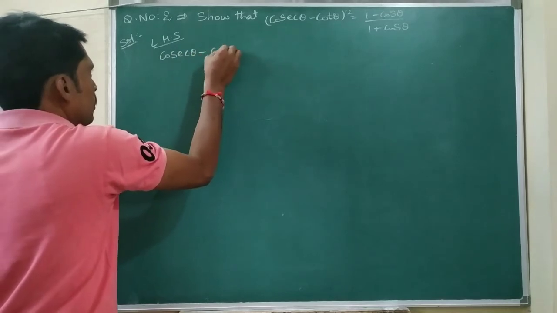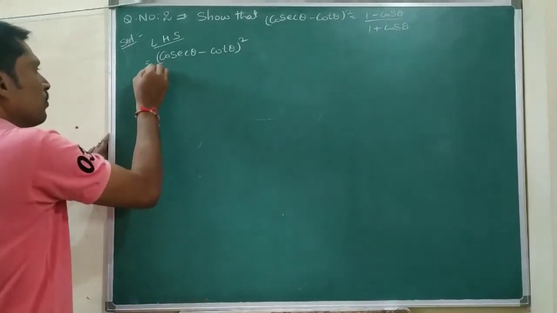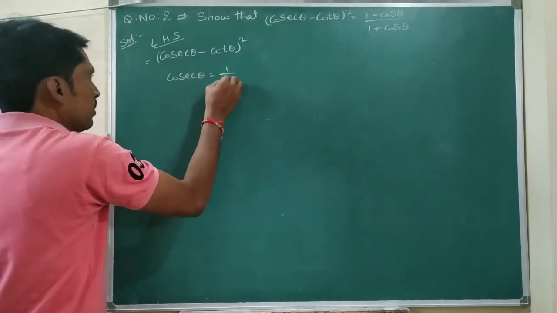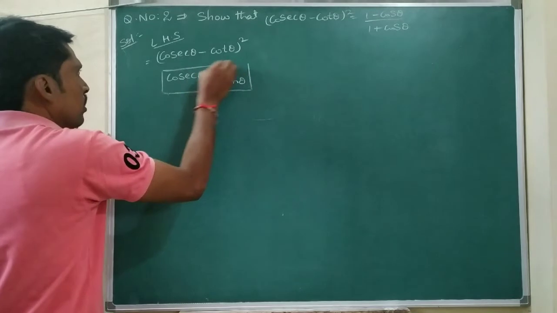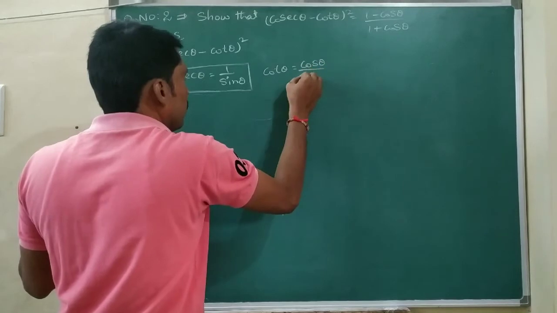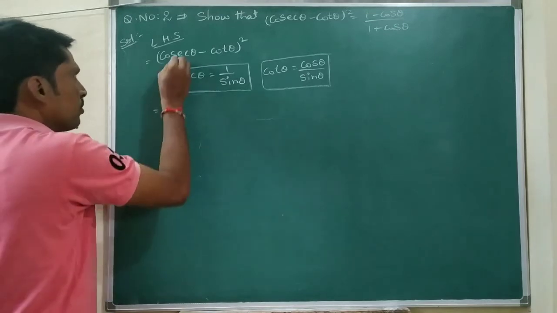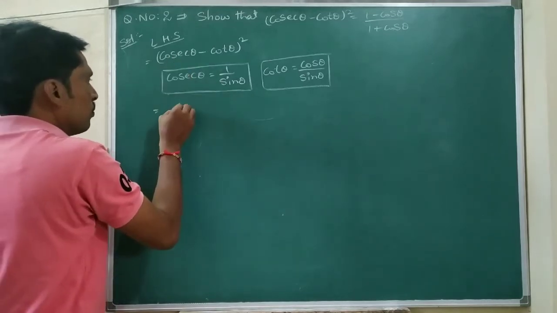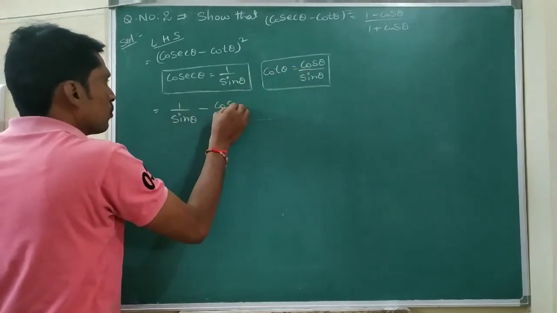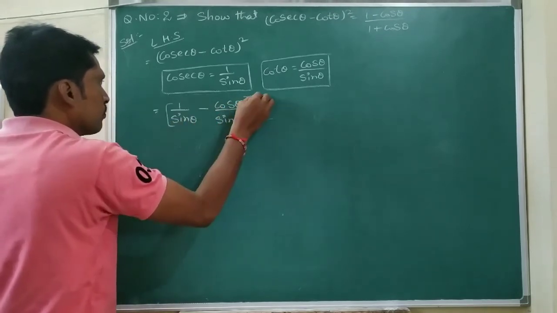(cosec theta minus cot theta) whole square is given. So already we know, cosec theta value is the multiplicative inverse of sin, that is 1 by sin theta. And cot theta we can write as cos theta by sin theta. So here, same as it is, I am taking cosec, which means 1 by sin theta, minus cot, which means cos theta by sin theta, whole square as it is.